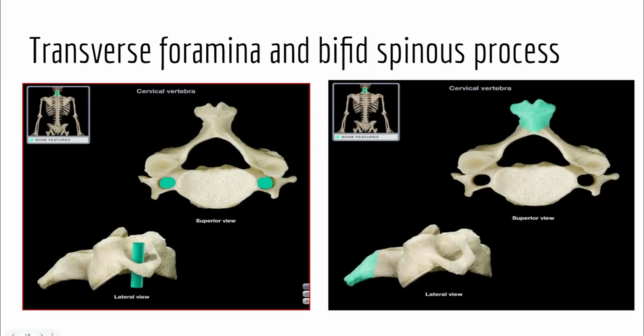The transverse foramina is the picture located on the left, and basically the foramina are openings in the transverse process of the cervical vertebrae that allow the vertebral artery and vein to pass through. And this is the only section in the vertebral column that has the transverse foramina.